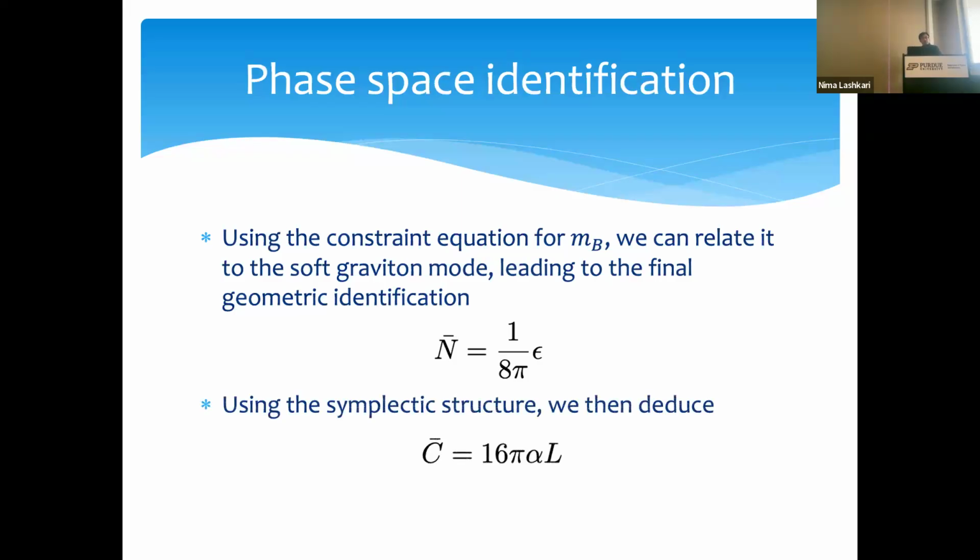Once we have that, we can utilize the fact that we know the bracket between N and C, as well as the bracket between epsilon and alpha, to make the identification that C is proportional not to alpha, but rather to alpha times L. It is this part with the L in the denominator that shows up, and we see that the mapping of the Goldstone mode is not to just a single operator, but rather to a product of operators. And importantly, we see that the Goldstone mode is related to the IR scale L here.